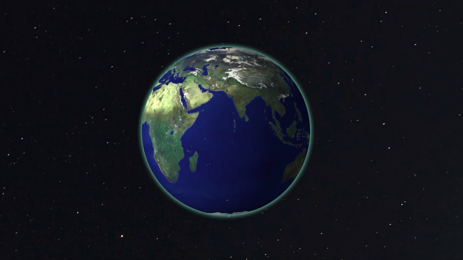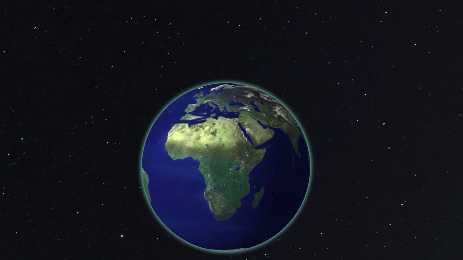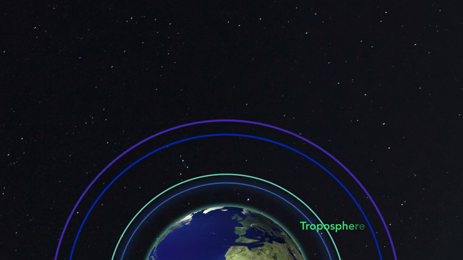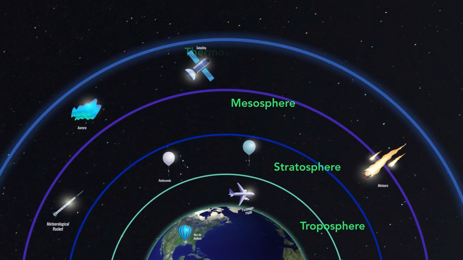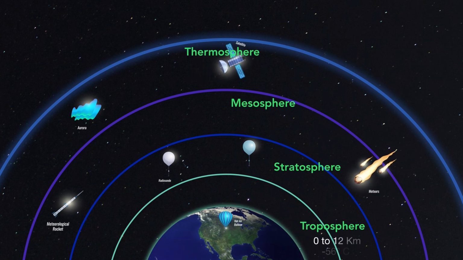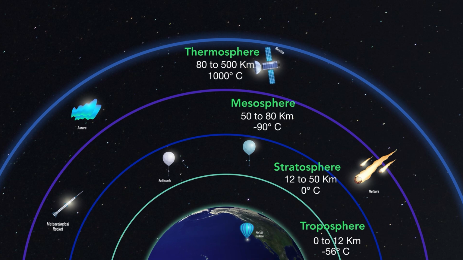In this video, you have learned about the four main layers of the atmosphere that are relevant for aviation purposes: the troposphere, the stratosphere, the mesosphere, and the thermosphere. You have also learned about the characteristics and properties of each layer, such as their temperature, pressure, density, and composition.